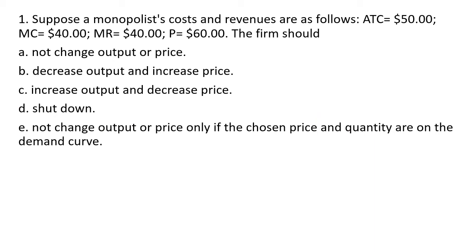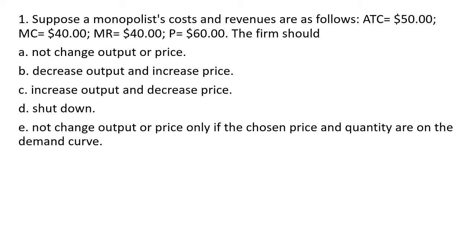So now we're going to relate what we've learned back to the cost curves. Let's suppose the monopolist's cost and revenue are as follows. Average total cost is $50, marginal cost is $40, marginal revenue is $40, price is $60. What should the firm do?